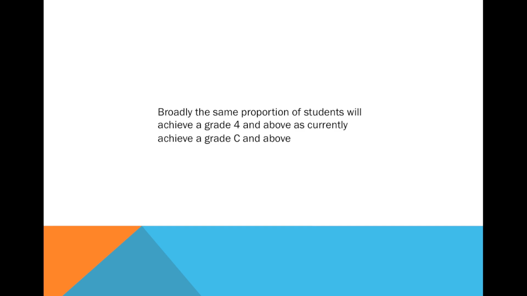Broadly, the same proportion of students will achieve a grade 7 and above as currently achieve an A and above. I've said that before, and hopefully this works out when it's implemented. Next, broadly the same proportion of students will achieve a grade 4 and above as currently achieve a grade C and above. I don't know whether this will happen, because what the government are aiming for is that the grade 5 will exactly be the average of the country.